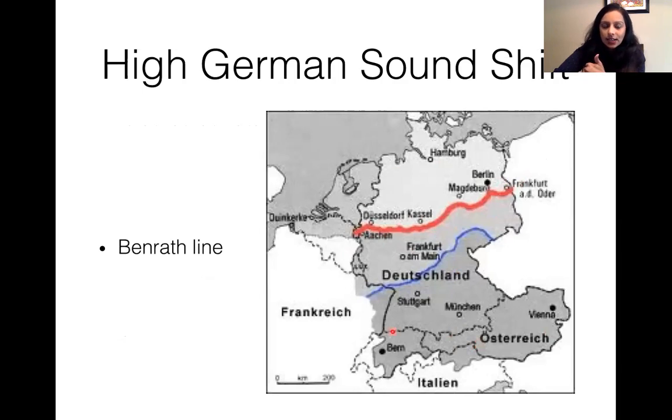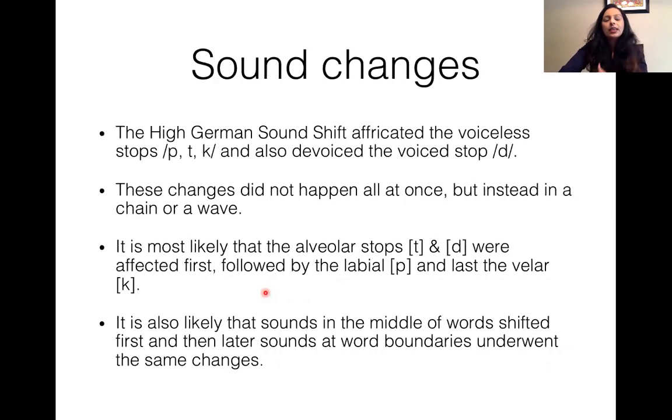So this is German or Germany. And you can see that this is where the northern dialects were spoken and this where the southern dialects were spoken. And this shift has to do again with affrication of voiceless stops, p, t, k, and also the voiced stop d, which became devoiced. Okay, and I'm not going to be going through this in any detail.